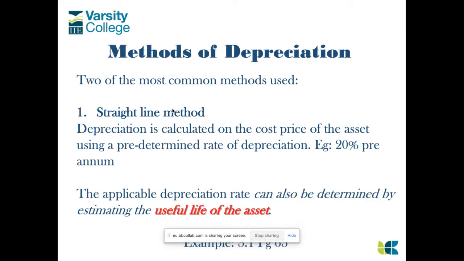The applicable depreciation rate can be determined by estimating the useful life of the asset. What are we saying here? Does somebody want to explain? How do we estimate the depreciation rate using the useful life of the asset? If somebody tells you this asset can last you maybe 10 years, what are they saying? Is the asset valuable after the 10 years? It's not. We can't do anything with it, right?